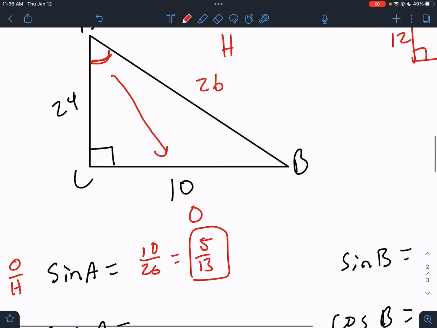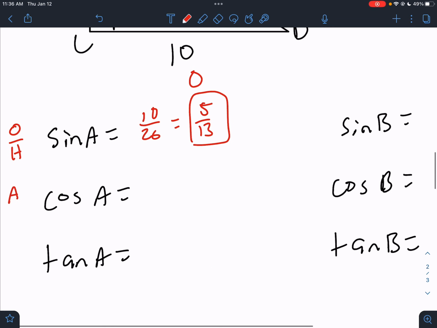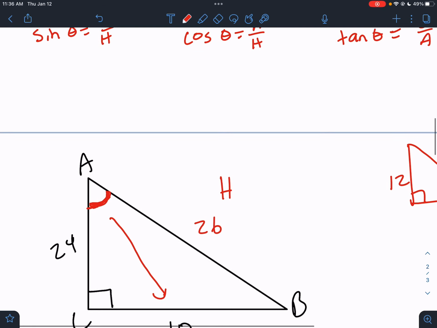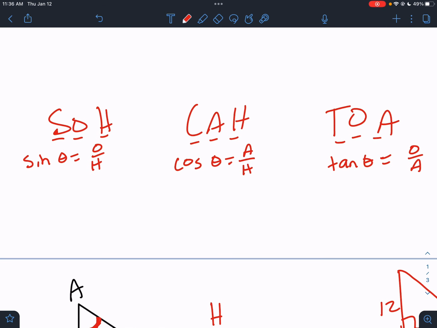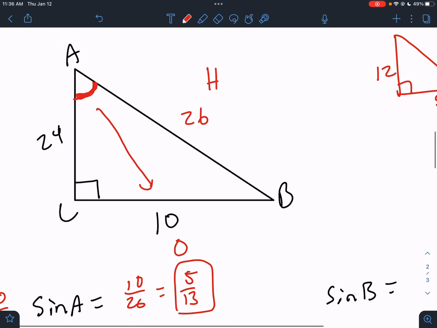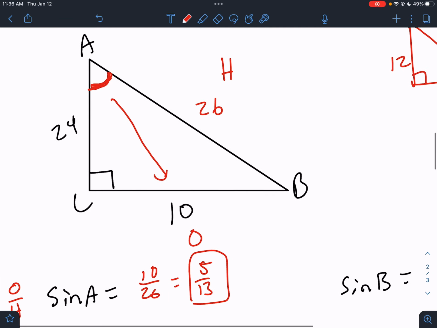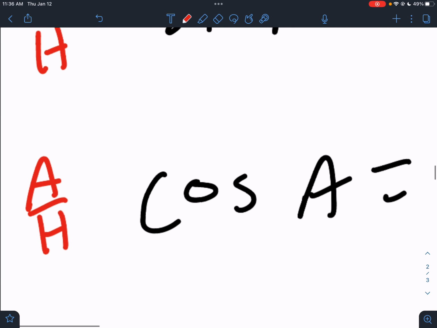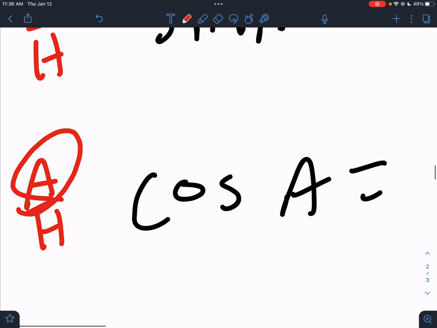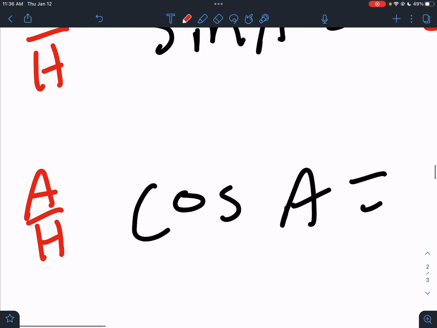Cosine of angle A. Go back, we're talking about angle A still. Cosine is adjacent over hypotenuse, right? It's Sohcahtoa. It's C-A-H, not co. It's ka. Please, if you get this one right, it makes getting this one easier. So A over H, that is not angle A. Be careful. This A is adjacent leg. Not talking about the angle.